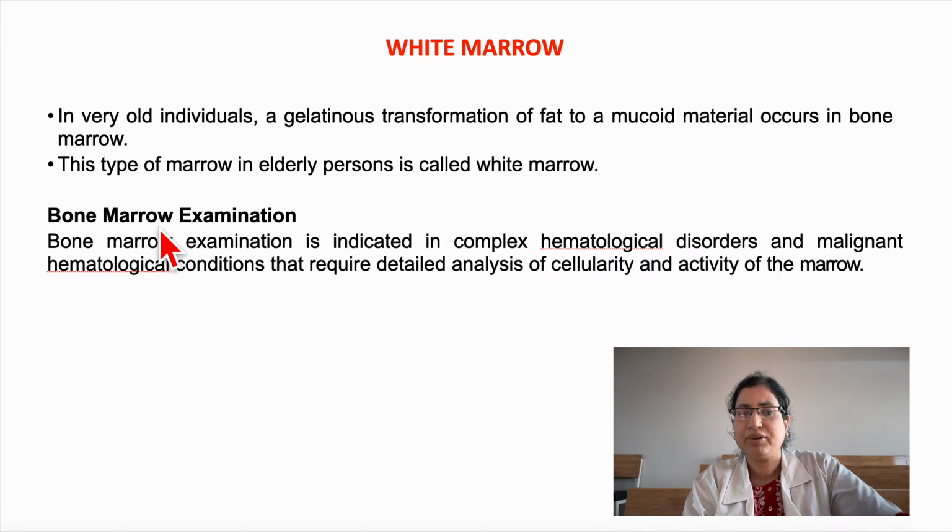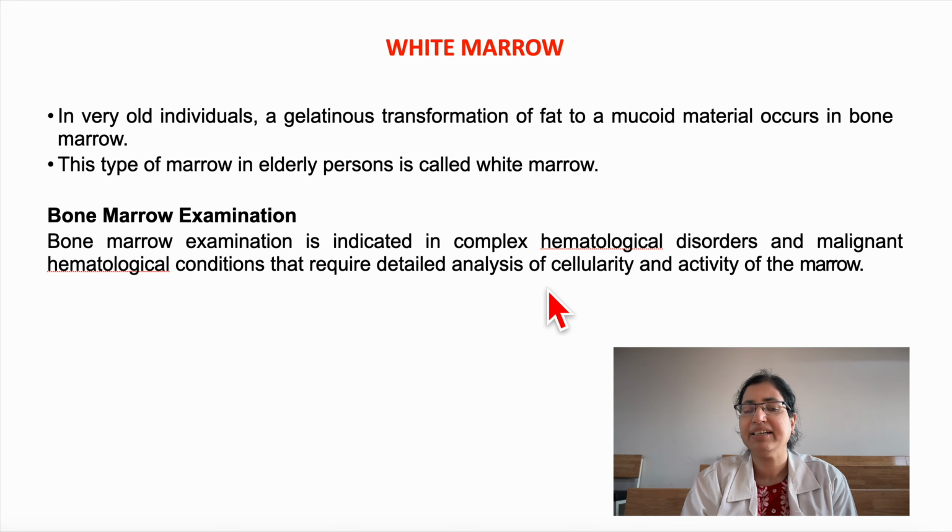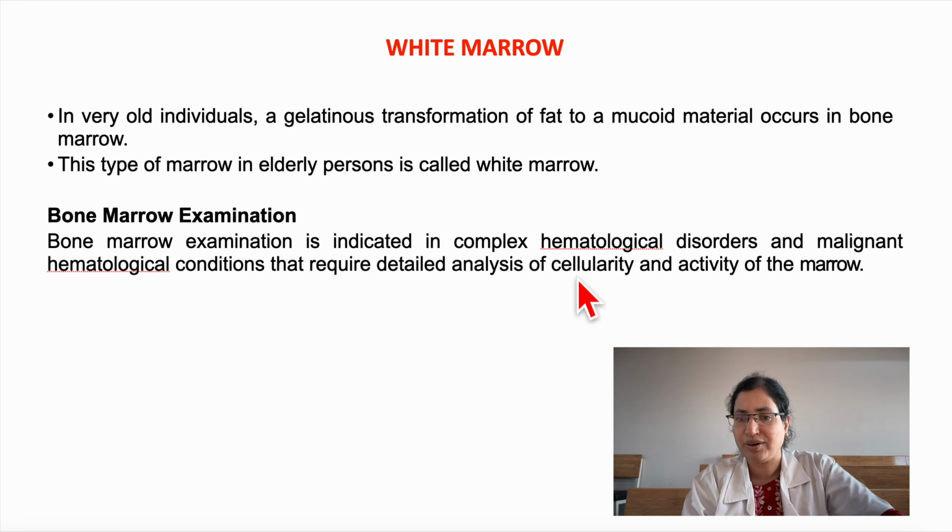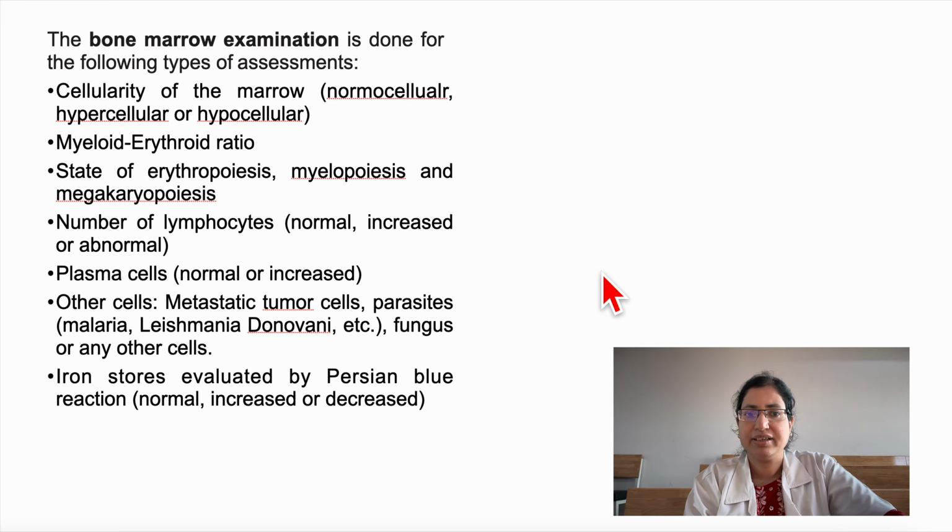So what is the importance of bone marrow examination? Bone marrow examination is indicated in complex hematological disorders and malignant hematological conditions. Malignant hematological conditions means cancers that require detailed analysis of the cellularity and activity of the marrow. So what are the indications? That is a short note on this. What are the indications of bone marrow examination? It is done for the following types of assessment.